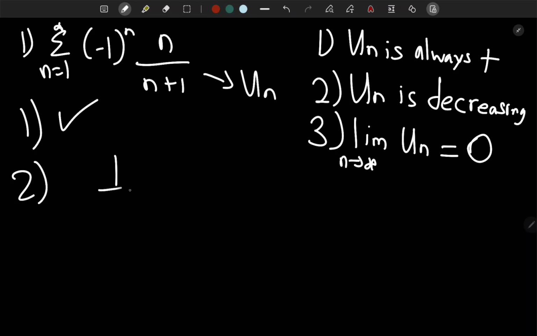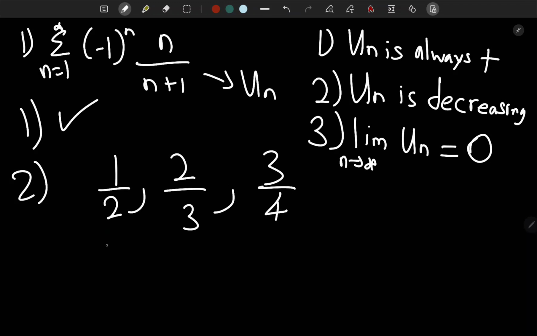We're going to try 1 over 1 plus 1, which is 2, and then we have 2 over 2 plus 1, which is 3, and then 3 over 4, and so on. And if we check, this is going to be 0.5, this is going to be 0.666, and then this is going to be 0.75. So here we can see that the numbers are increasing instead of decreasing. So here the second condition is not satisfied.